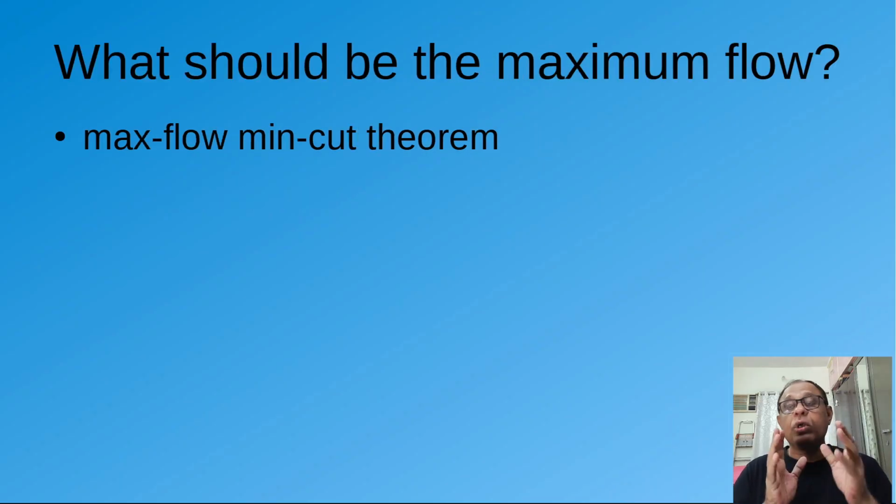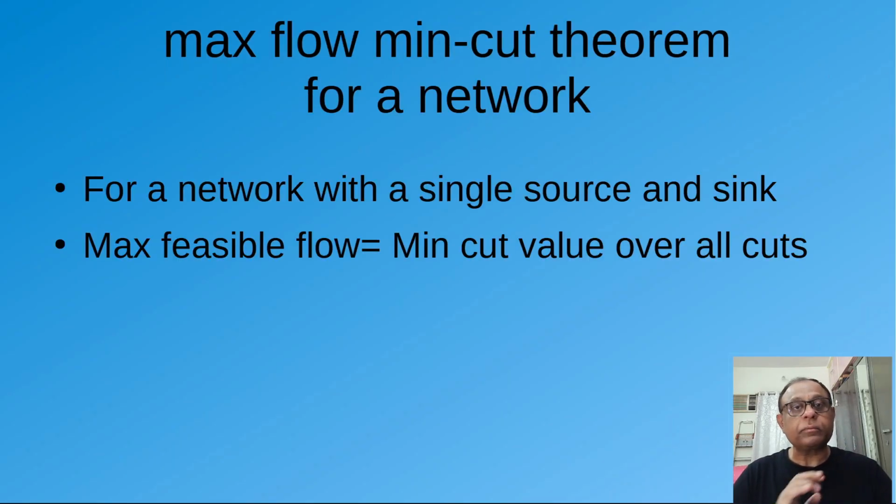So what should be the maximum flow? What can be the value of the maximum flow? If we can find something about this, then we can think about what should be the optimal value, and then we can work towards getting that optimal value. For that, you have the max flow min cut theorem. Now, what is the max flow min cut theorem for a network? For a network with a single source and a sink, the maximum feasible flow is the minimum cut value over all the cuts. I'll explain this in the next slide.